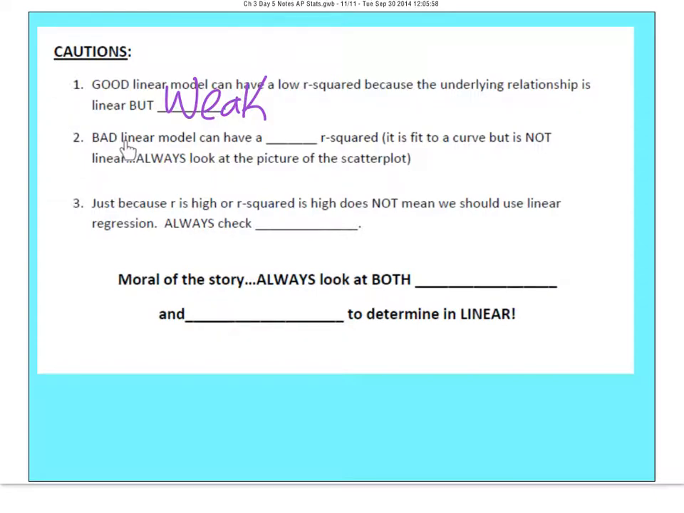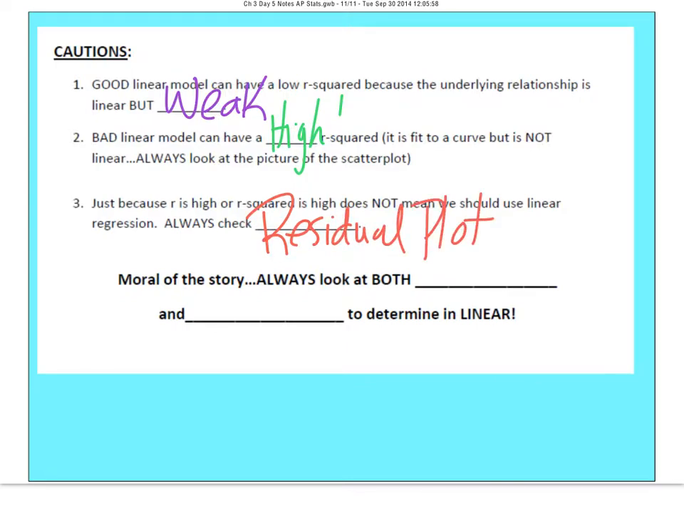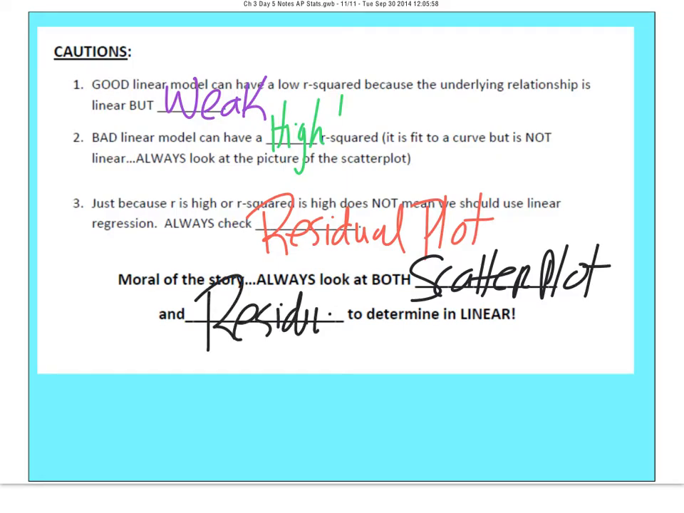Number 2, a bad linear model can have a high R squared. When you look at the data, though, it might be curved and not linear, which means always look at the picture of the scatter plot. This is a good first starting step. And number 3, just because R is high or R squared is high doesn't mean we should use a linear regression. Always check the residual plot. The overall moral of this, we've said time and again, is always look at both the scatter plot and your residual plot to determine if you think a model is linear.